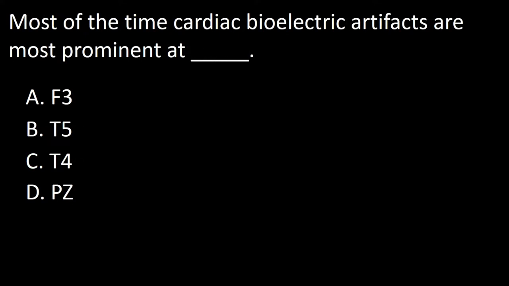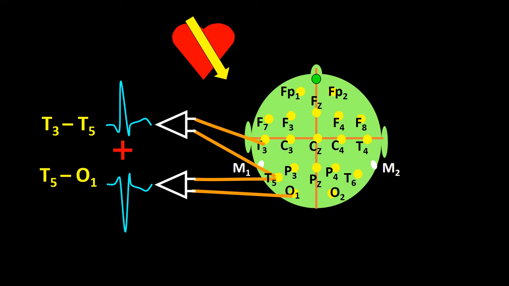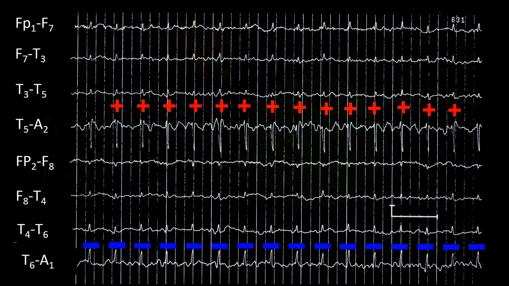Next question. Most of the time, cardiac bioelectric artifacts are most prominent at A, F3, B, T5, C, T4, D, PZ. Most prominent EKG artifacts are usually present in the left temporal region, that is, at T5, where they are positive. This is represented in this frame. As you can see, T5 is strongly positive and T6 is negative in relation to A1.